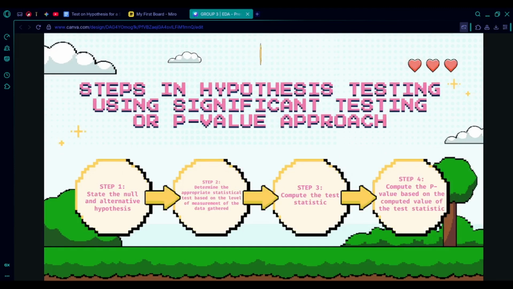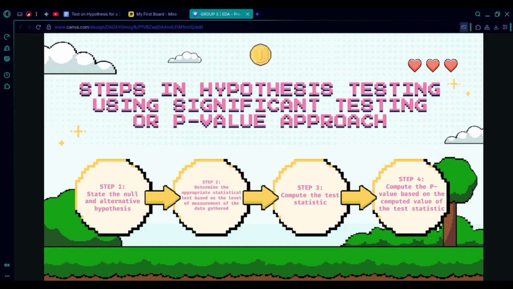So for the first step, we must state the null and alternative hypothesis. So before we proceed to computing the z value, the critical values, the p-value, and before we conclude, we must state first the null and alternative hypothesis. We must know first kung saan tayo magbe-base ng ating conclusion. So that is the first step.